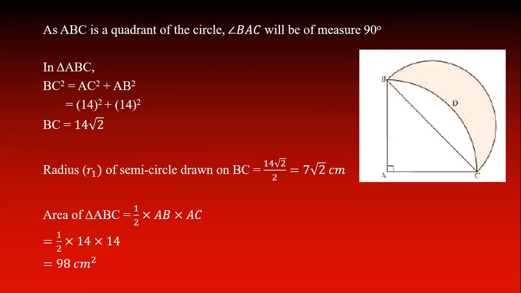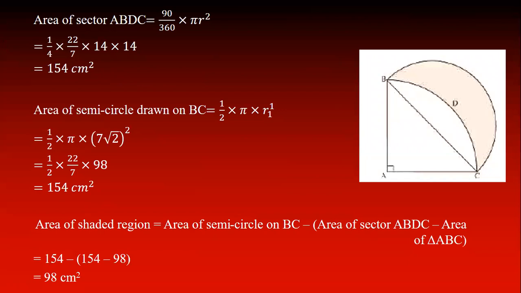Area of triangle ABC is half base into height, half AB into AC. Half of 14 into 14 will be 98 centimeter square. Area of the sector is theta by 360 into pi r square. We get 154 centimeter square. Similarly, area of semicircle drawn on BC will be half pi r1 square. So half pi 7 root 2 whole square. Solving, 154 centimeter square.